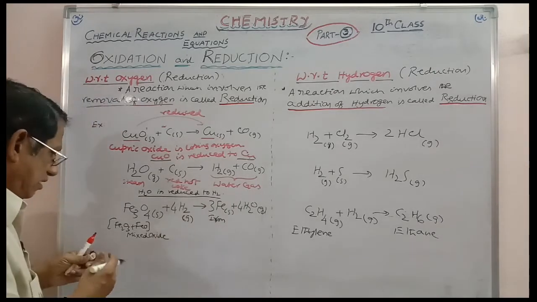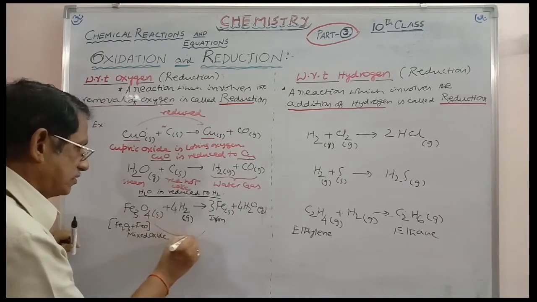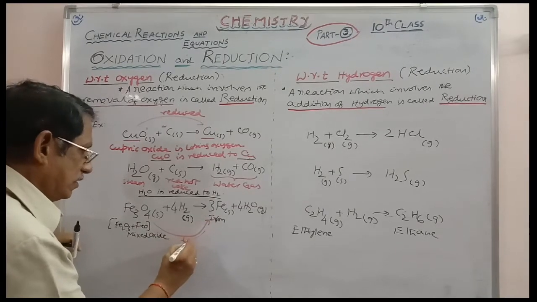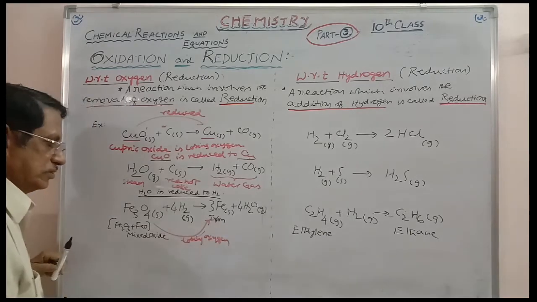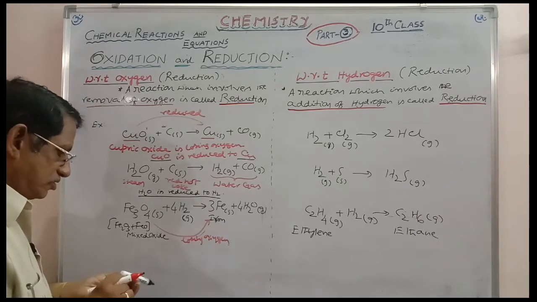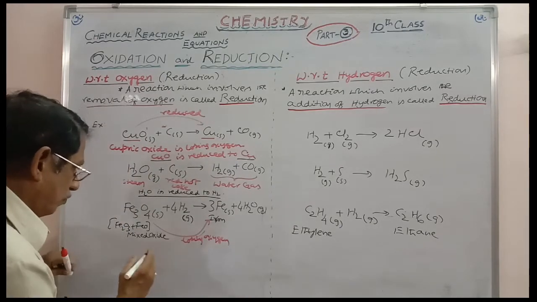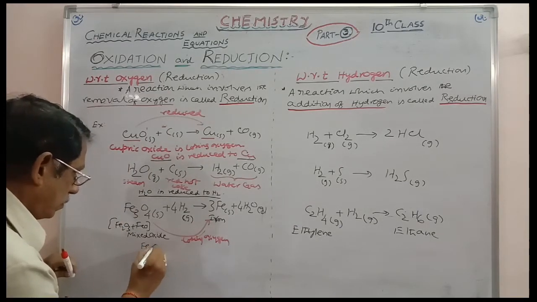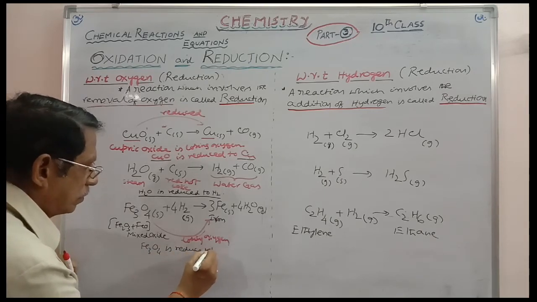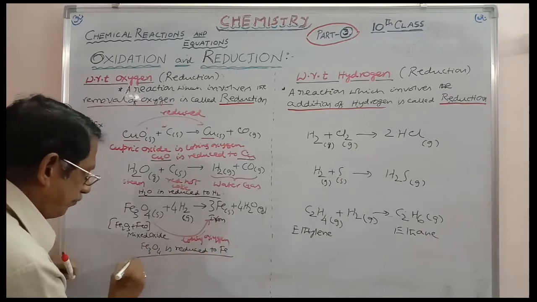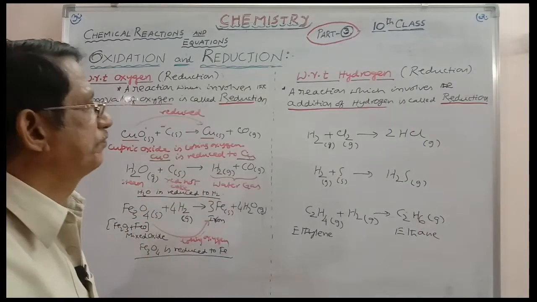And so here what is happening? Fe3O4 in this process is losing oxygen. Hence, what do you have to say here? Fe3O4 is reduced to Fe because it is losing oxygen. In this way, you can quote a number of examples.